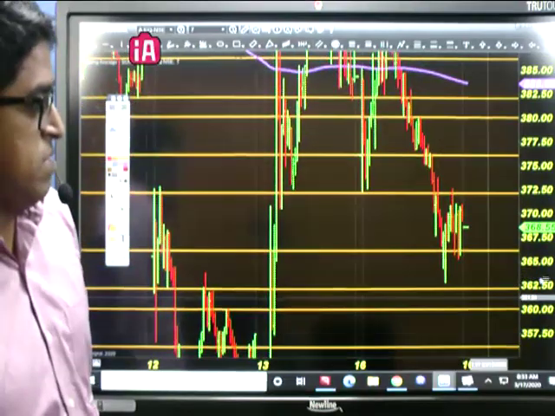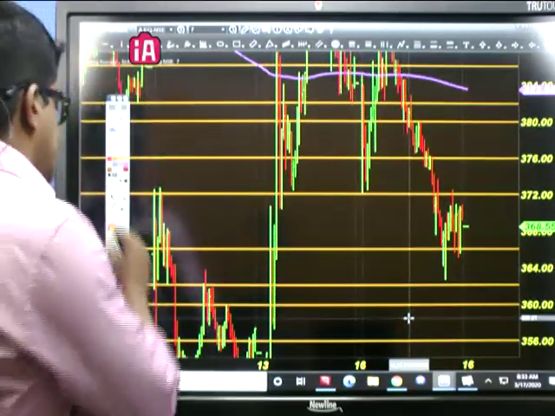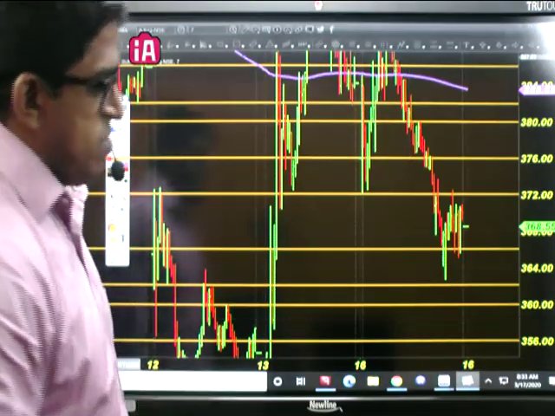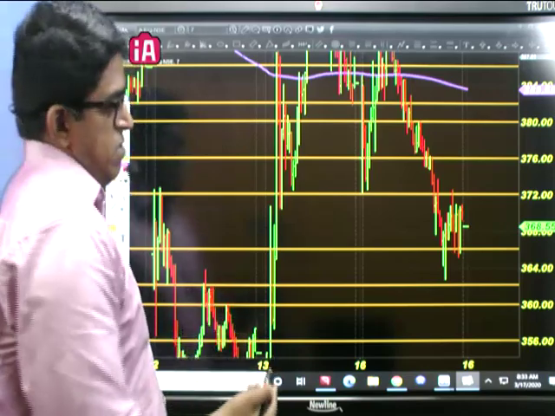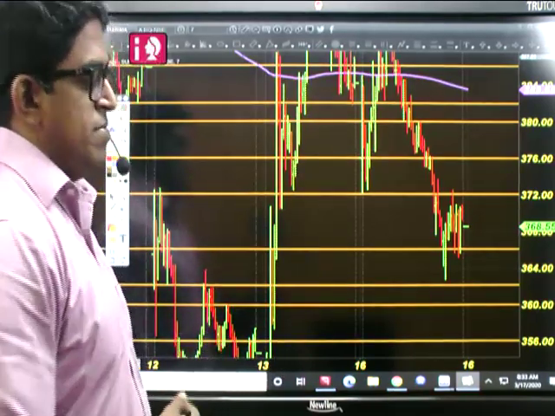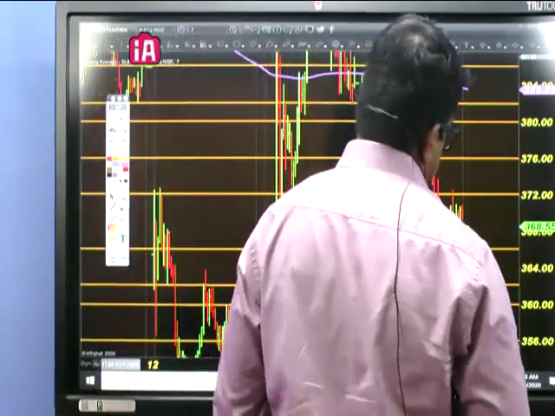So Sun Pharma, we want to stay on the selling side, even though it's at a critical point. But 360, it had tested thrice within this month. So it came down to 360 more than 2-3 times. But we don't know the risk here. We will wait and see.